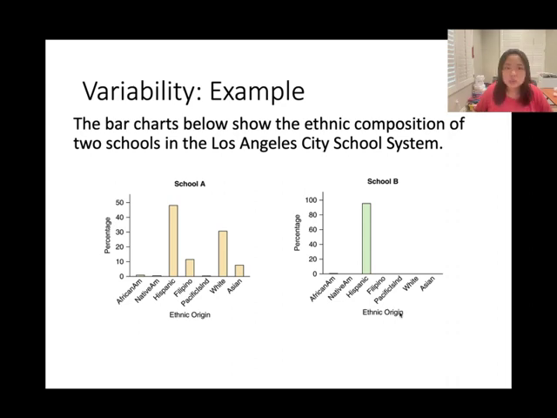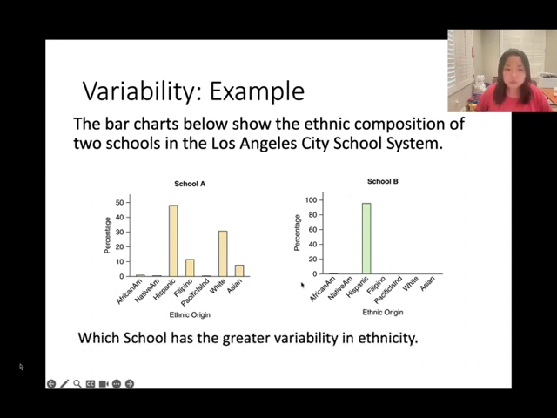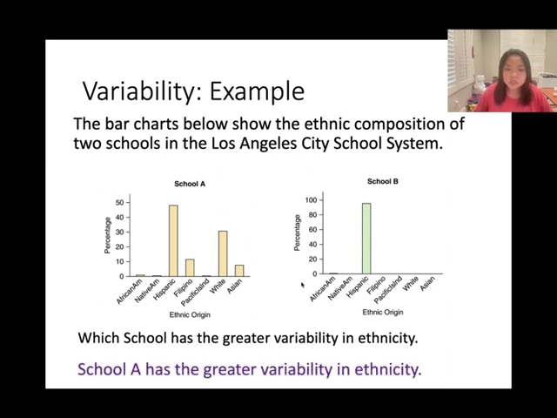Example: the bar charts below show the ethnic composition of 2 schools in the Los Angeles city school system. We have school A and school B here. Which school has the greater variability in ethnicity? The answer is pretty obvious, right? School A has a lot of diversity, which means its variability is high. So school A has the greater variability in ethnicity.